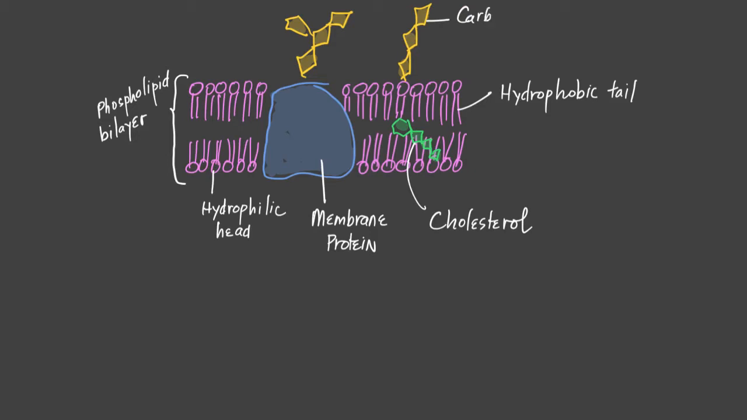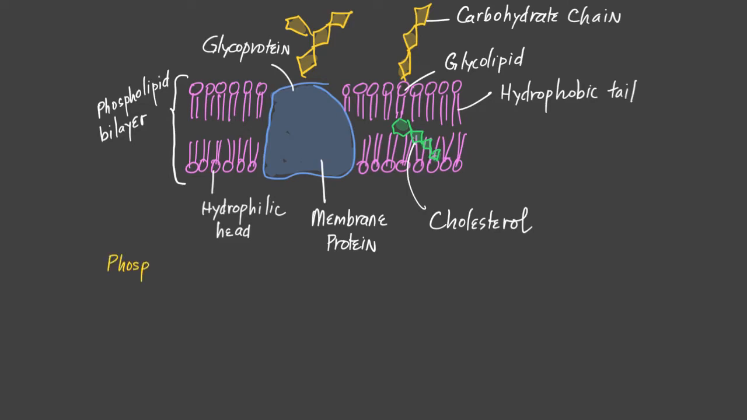The next component is the carbohydrate chain. There are many carbohydrate chains all along the outer surface of the cell membrane. If a lipid is attached to a carbohydrate chain, we call it a glycolipid. When a protein is attached to a carbohydrate chain, we call the protein a glycoprotein.